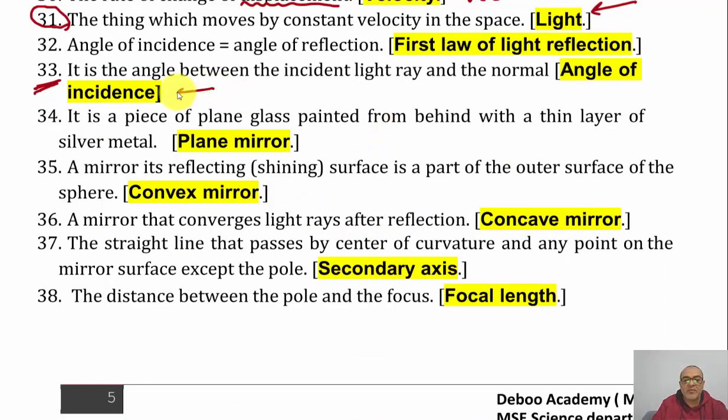Yes, it's angle of incidence or incidence angle. Question number 34. It is a piece of plain glass painted from the behind with a thin layer of silver material. It's a plain mirror. Mirror that reflecting surface is a part of outer sphere.